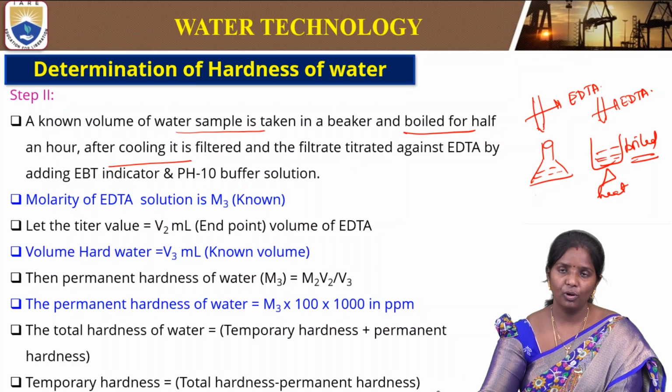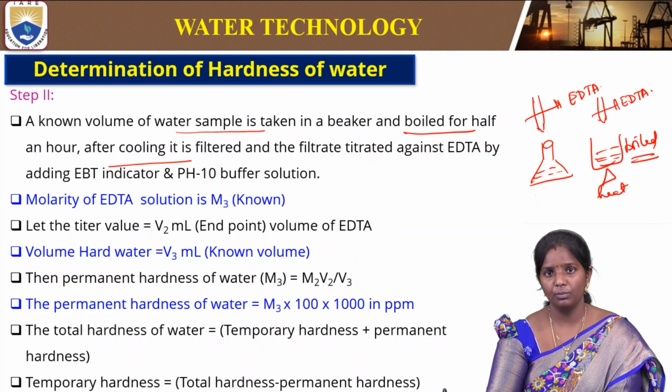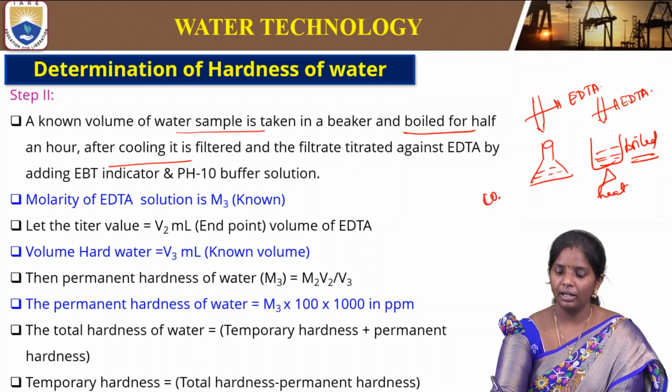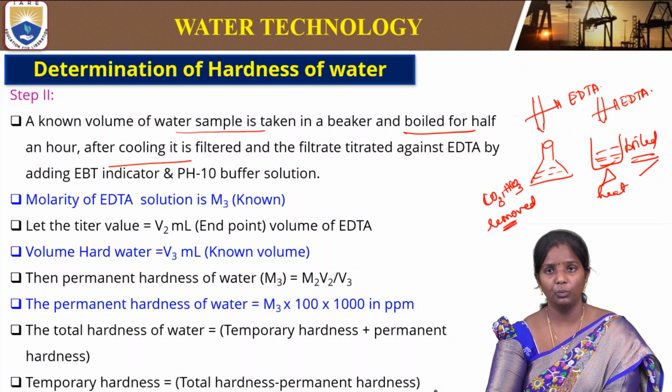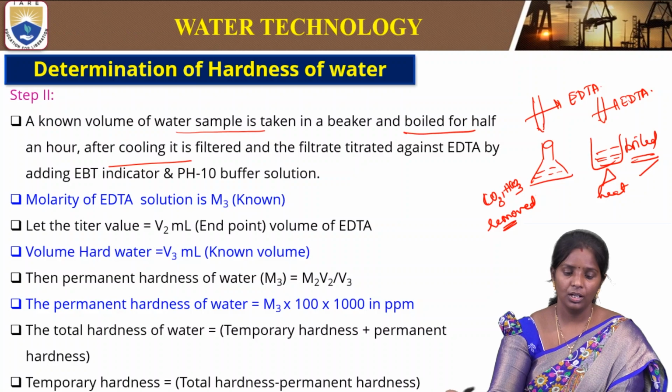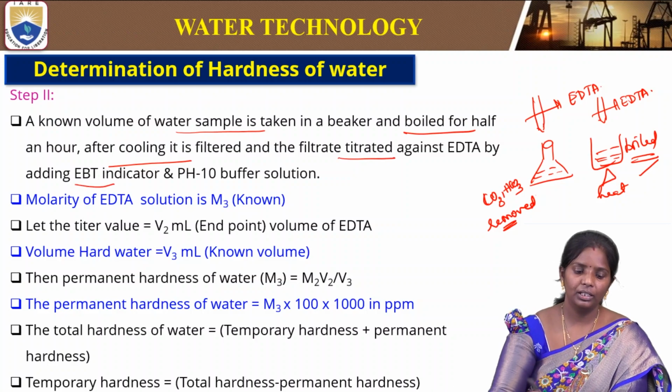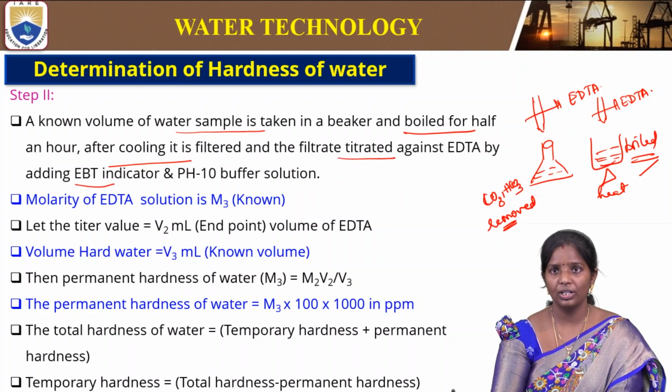Once we boil, what happens? The temporary hardness is removed, with carbonates and bicarbonates removed in the form of carbon dioxide, and only the permanent hardness remains in the boiled water. That is determined by adding EBT indicator and maintaining the pH at 10.